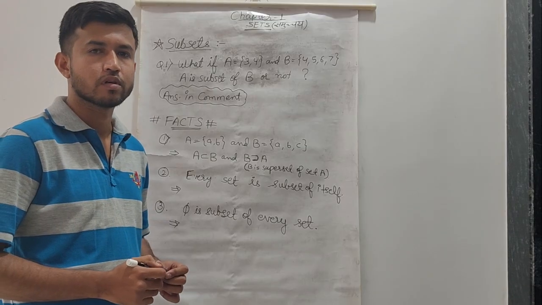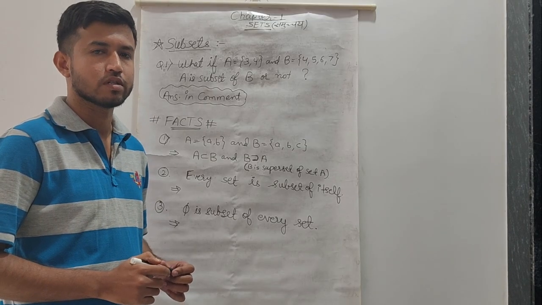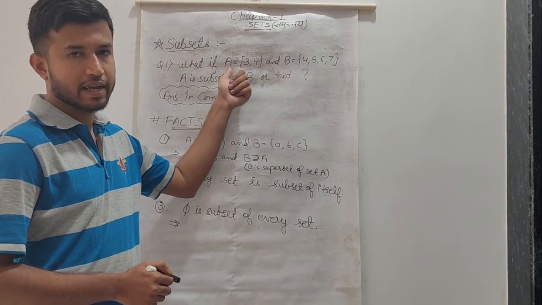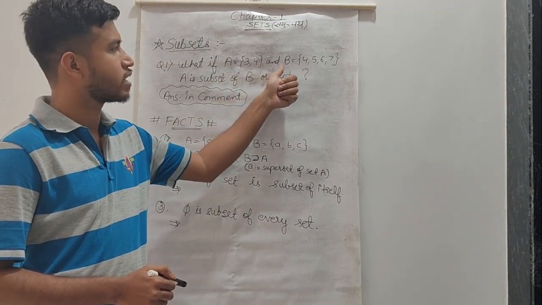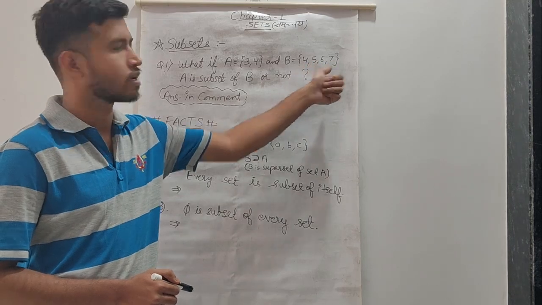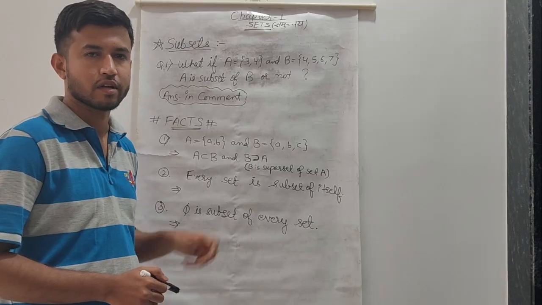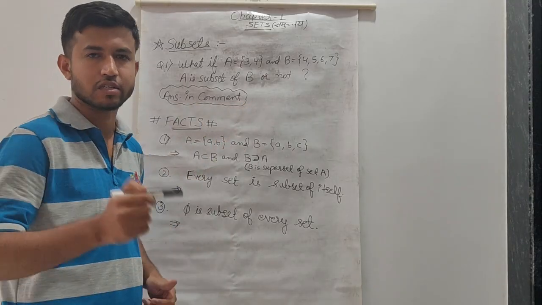Now, students, you will have a question from the topic subset. What if set A has elements 3, 4 and set B has elements 4, 5, 6, 7? Is A a subset of B or not? Tell me the answer in the comment section.